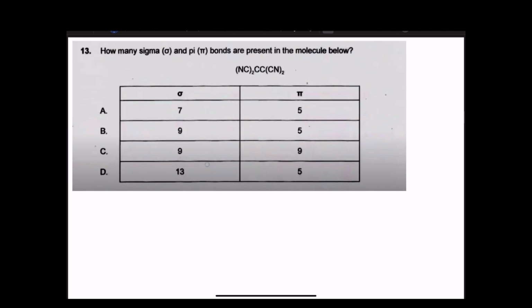Now the next one, you have to find the number of sigma and pi bonds present in the molecule. First, let's draw the molecule. Each carbon has 2 CN. CN is C triple bond N, C triple bond N, C triple bond N, C triple bond N. So you see each carbon has 3. So if I place a double bond, it will be balanced.